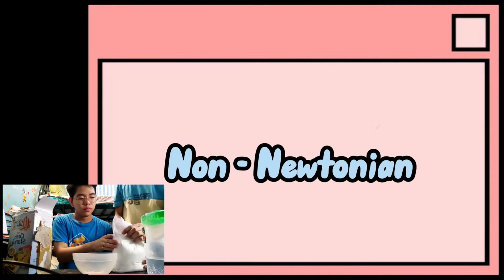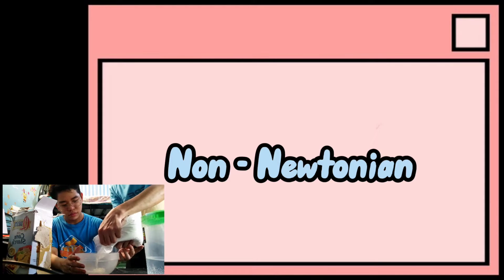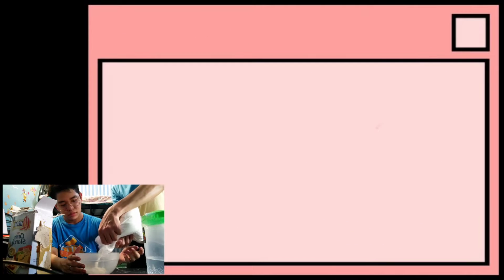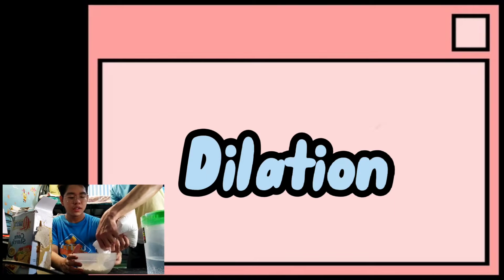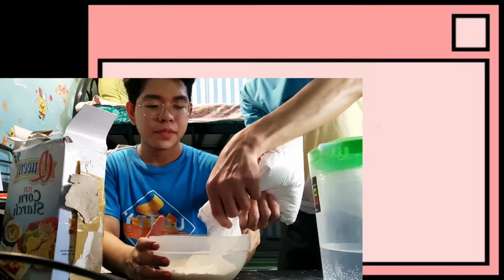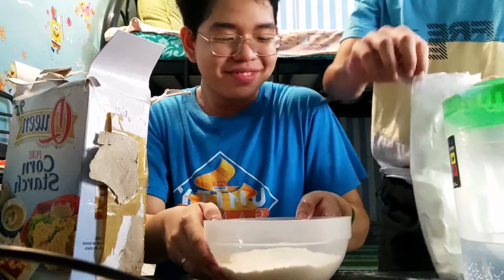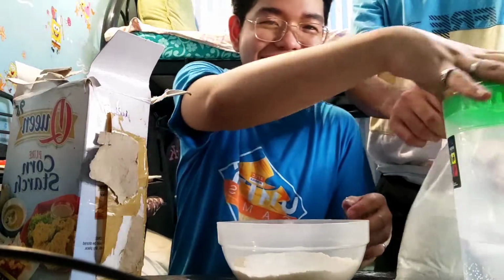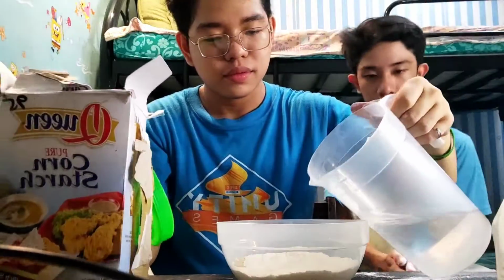So in non-Newtonian fluid, the viscosity can change as the force is applied to it. This mixture of non-Newtonian fluid is known as a dilatant fluid, whose viscosity increases if force is being applied. This mixture is a suspension of cornstarch in water. A suspension is a mixture of a solid and a liquid. Cornstarch serves as the solid, and water is the liquid.